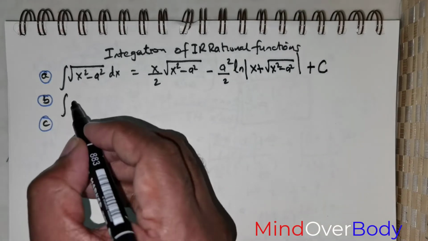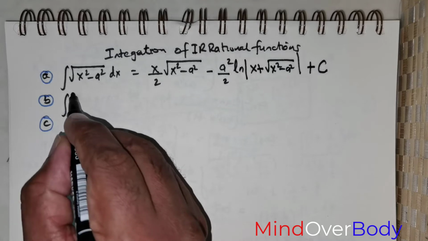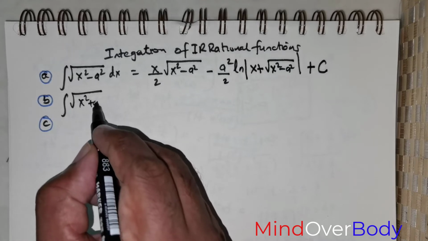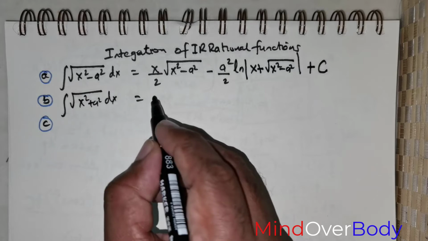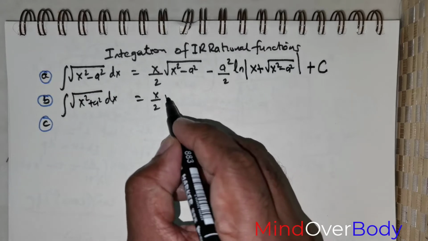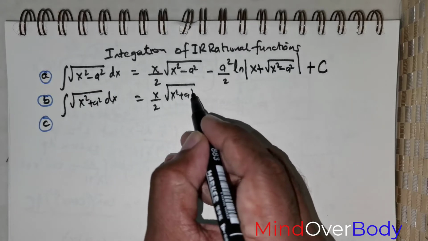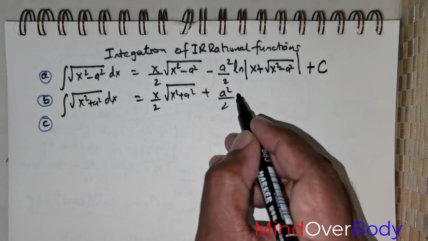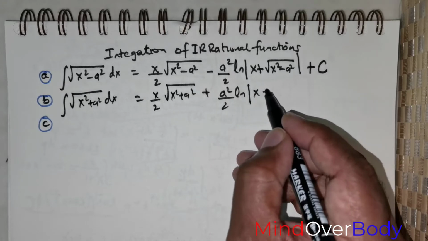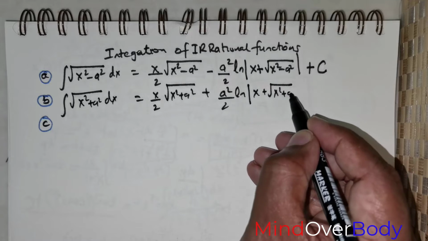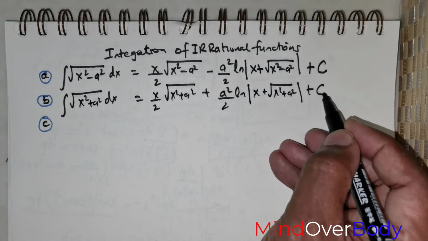The next integral is the integral of root of x squared plus a squared times dx. This is equal to x over 2 root of x squared plus a squared, plus a squared over 2 ln of x plus root of x squared plus a squared, plus arbitrary constant c.